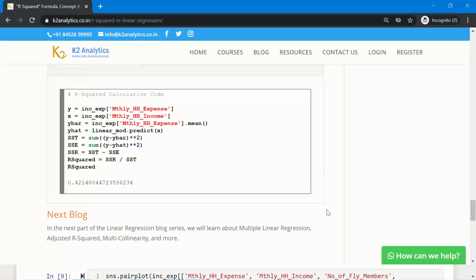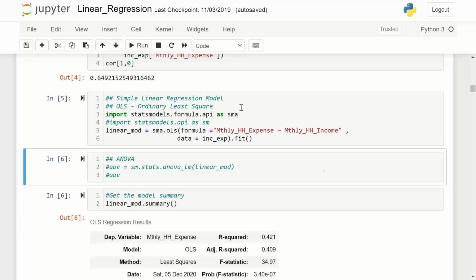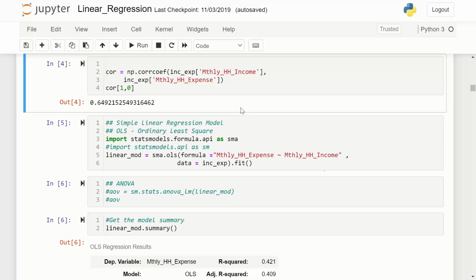Okay, with this we complete the simple linear regression and the R squared concept. We now get into the next concept, multiple linear regression, and with multiple linear regression we'll see adjusted R squared, multicollinearity, and more. This also reminds me, I had in between said that kindly note down a very important number, which is 0.64.